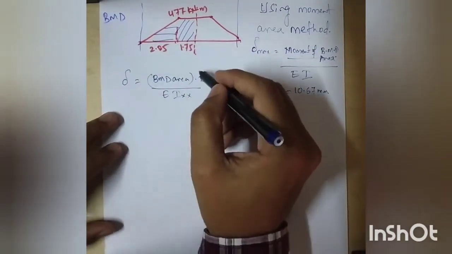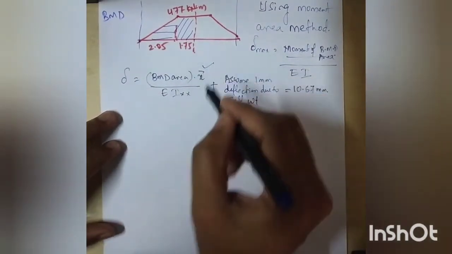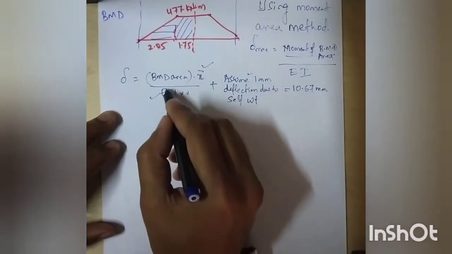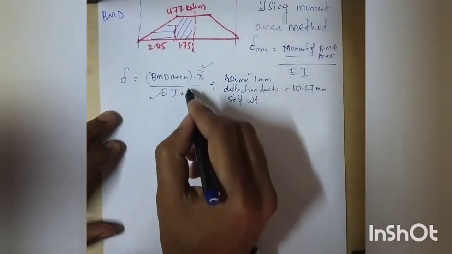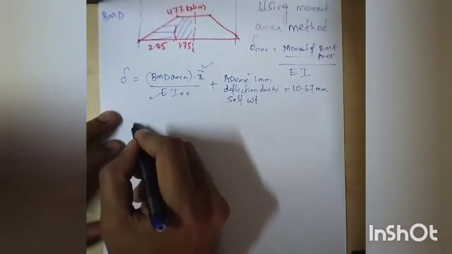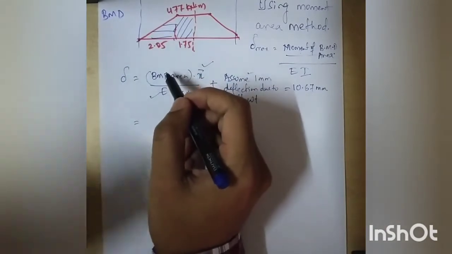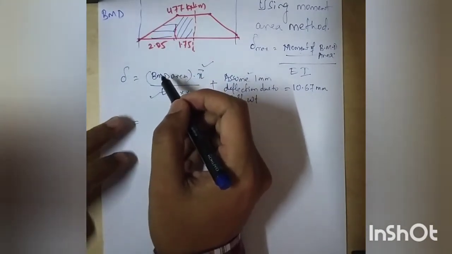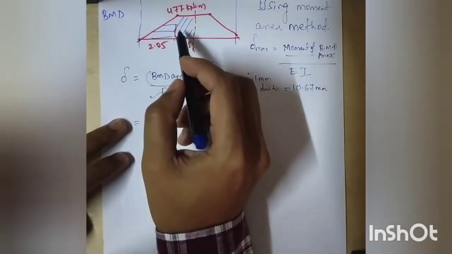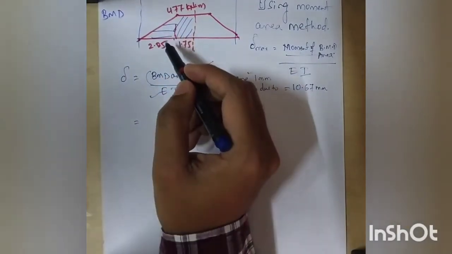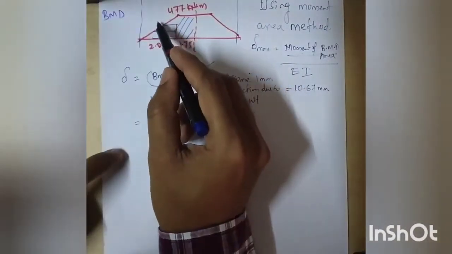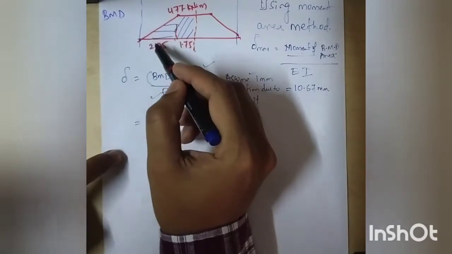So now here we can calculate the moment of the bending moment diagram. Young's modulus and the deflection are known; the only unknown is the moment of inertia, which we have to calculate. So now one by one we'll be calculating the moment of this bending moment diagram.